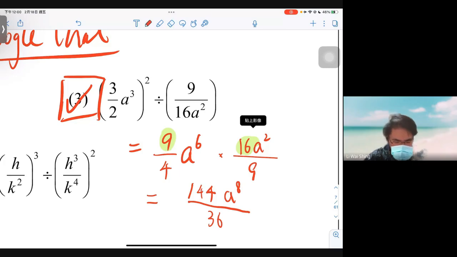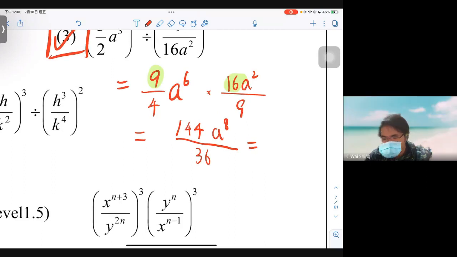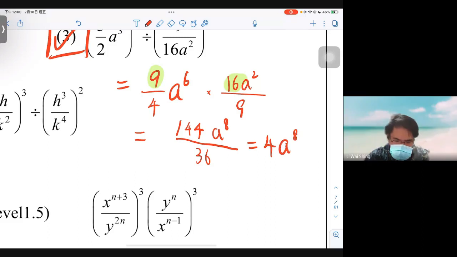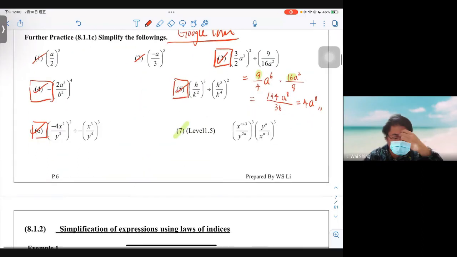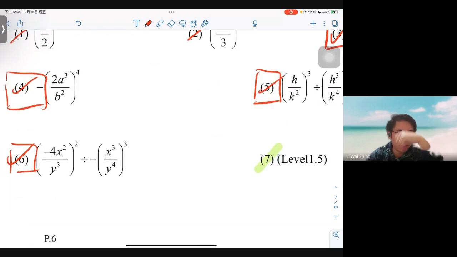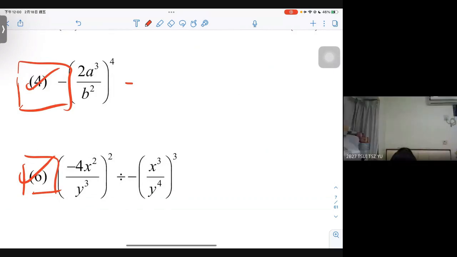So finished yet? No. Give me the answer. A to the power of 8. Yes, thank you so much. Okay, so the rest of the question, please do it now. For the next one, Ziyu, could you give me the answer, please? Minus 16a to the power of 12 over b to the power of 8.